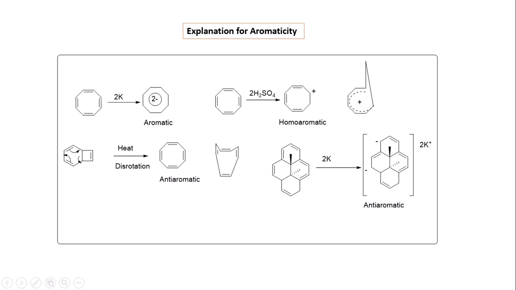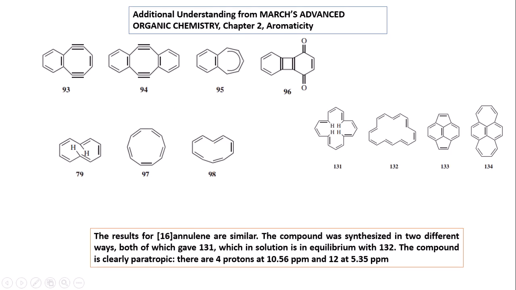All these things come from the Jerry March group, and for additional understanding, March's Advanced Organic Chemistry, chapter 2 on aromaticity, compounds 93, 94, 95. In the case of 93 and 94, this is an ion system, and this pi bond is not considered for the aromaticity rule. That electron is not counted here, and hence it becomes 1, 2, 3, 4, that is anti-aromatic. One ring is 6 pi, another is 8 pi. This electron is not considered for the aromatic rules.